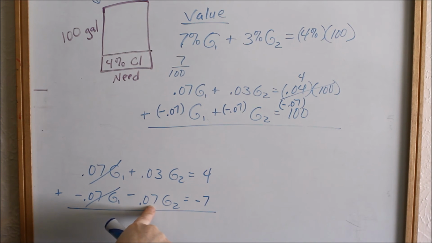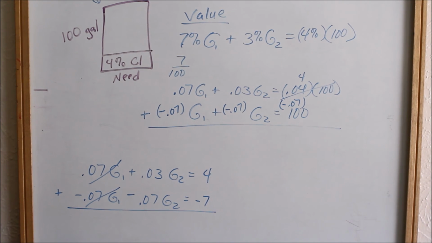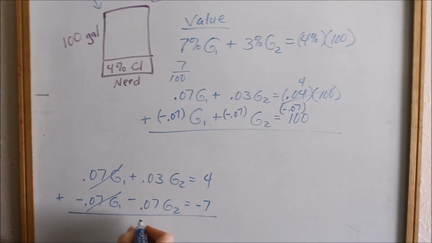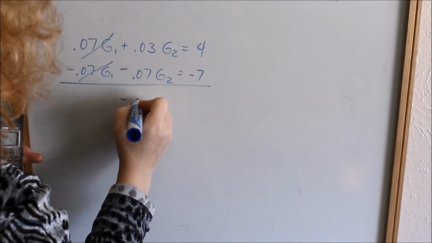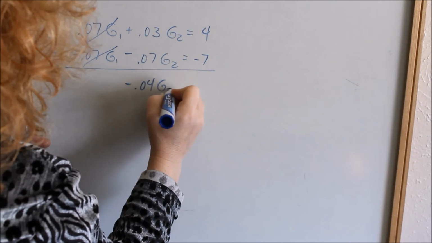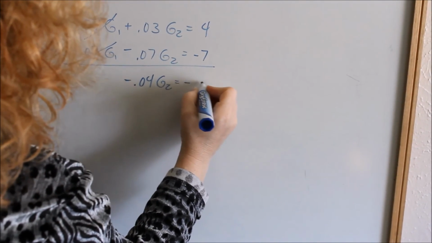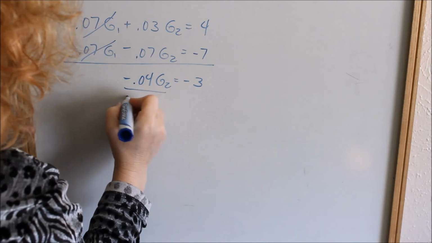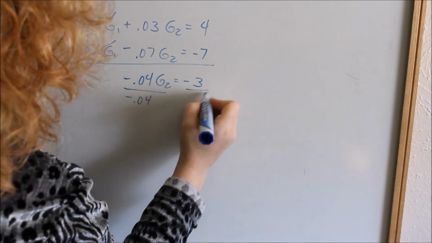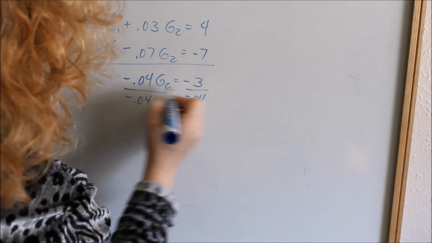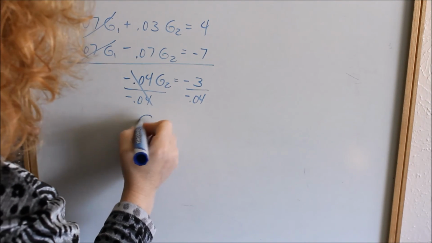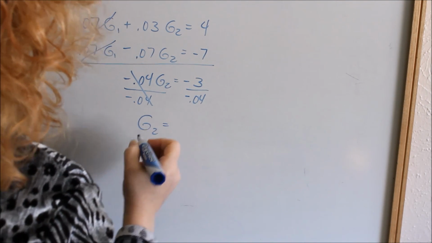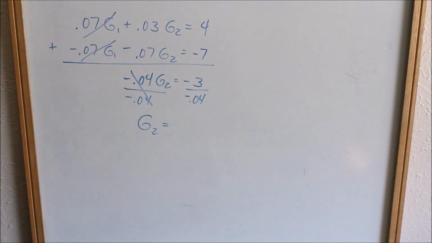Make sure you make this a 0.07 and not just a 0.7. So a negative 0.07 and a positive 0.03 is a negative 0.04. Keep up with all your decimals. And then that would be a negative 3. Now solving for G2, dividing both sides by negative 0.04. I should be dividing by negative because I want to end up with a positive answer. You should not end up with any negative answers for these.